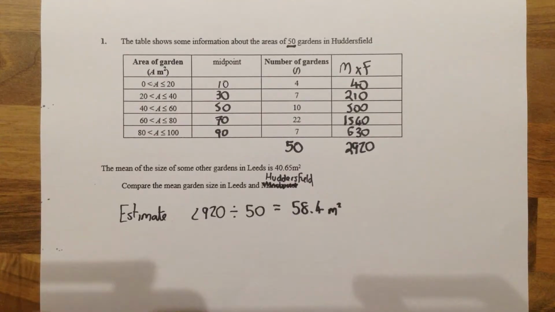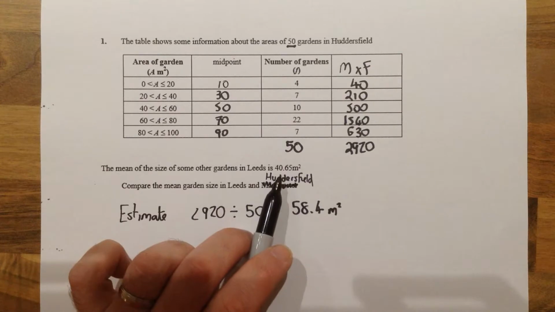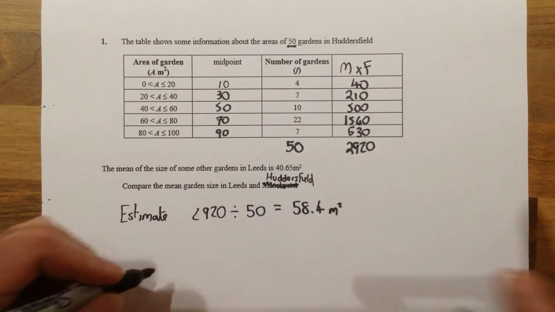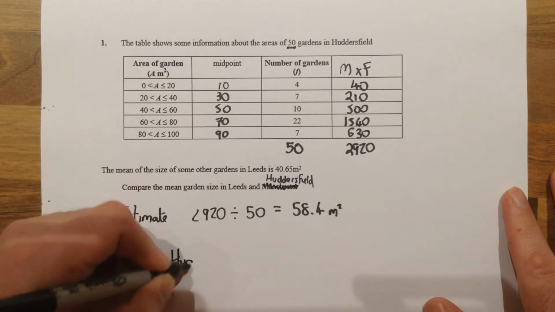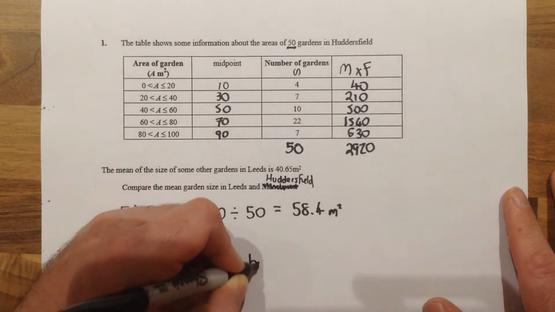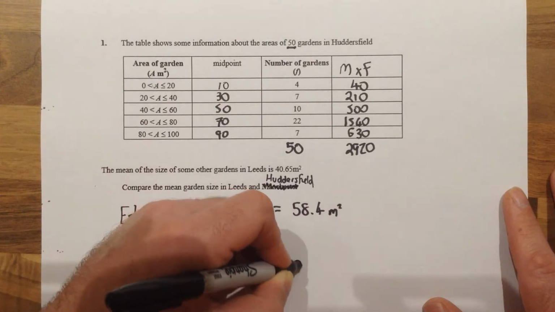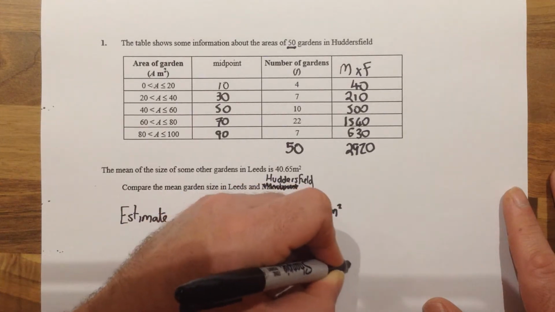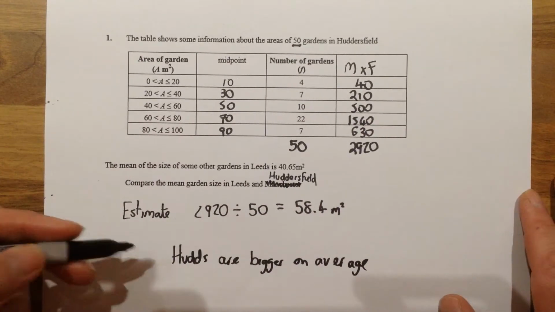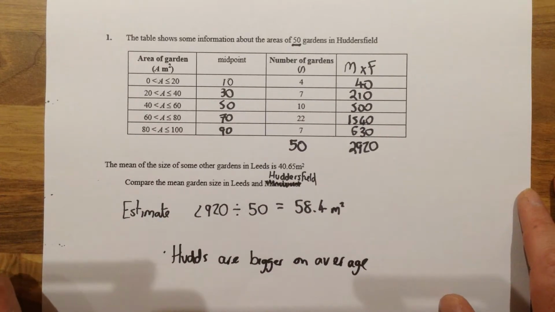The question has asked us to compare the mean size of gardens in Leeds and Huddersfield. So we've calculated Huddersfield. Leeds, it says, has an area of 40.65. So my comparison would be Huddersfield gardens are bigger on average. You can go one extra step and say by how much, but normally just making this comment will give you the full marks.